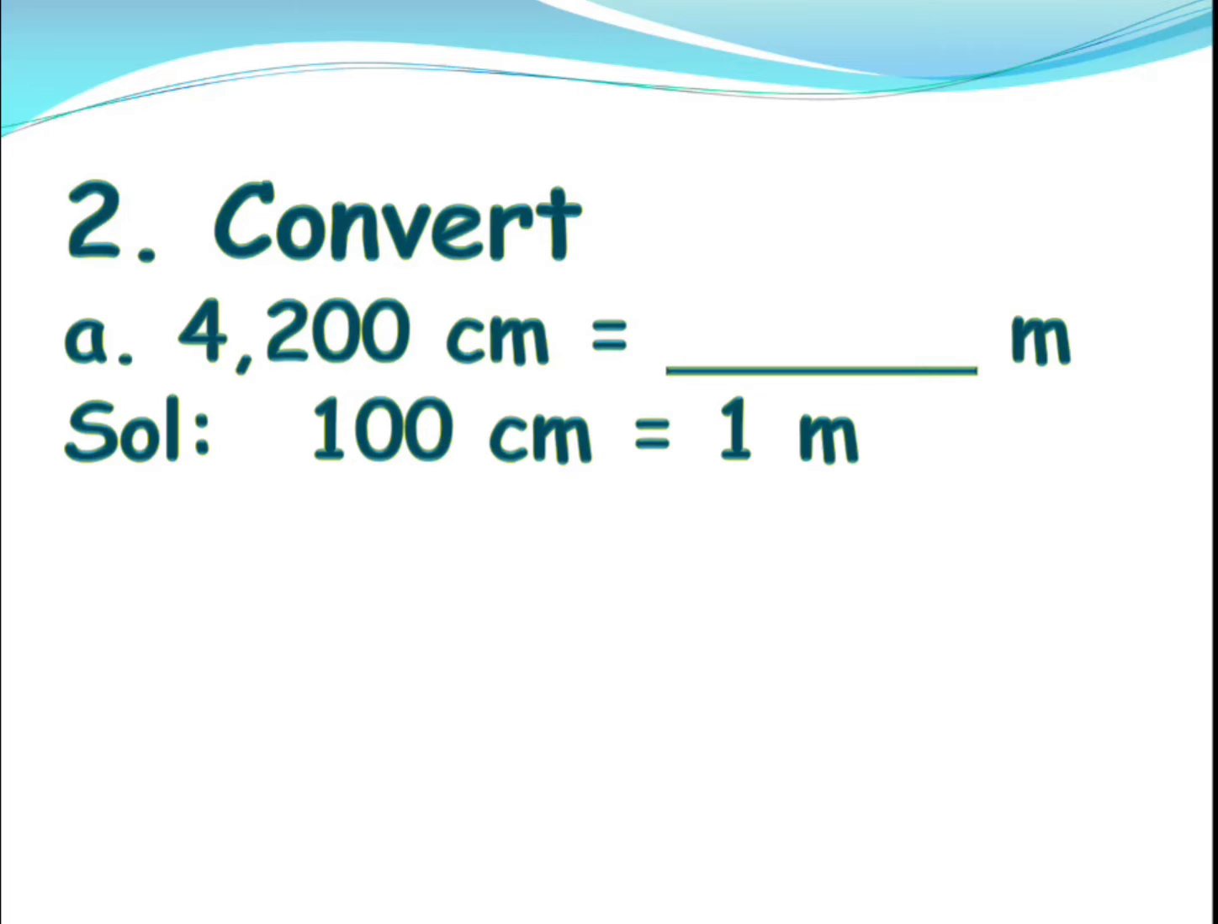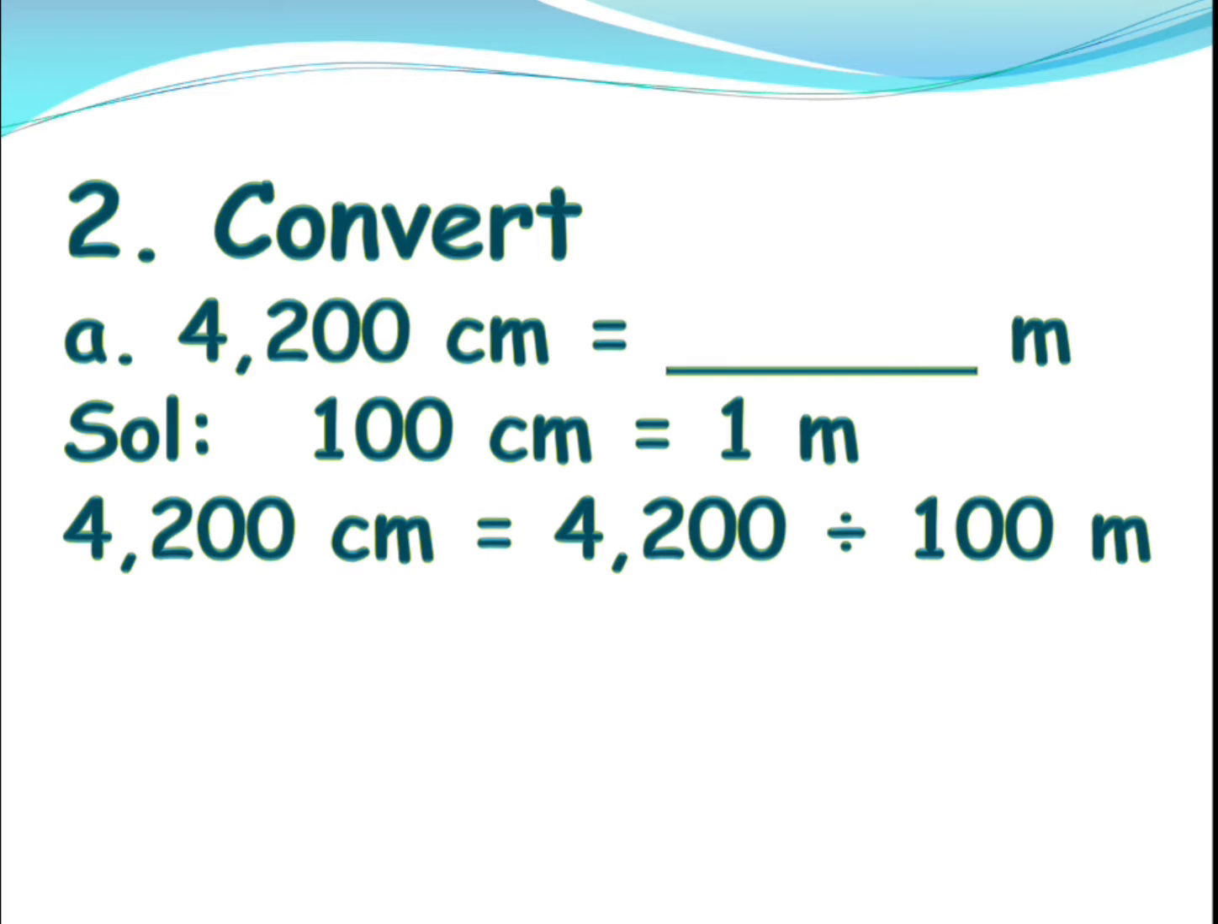Okay, with what we have to divide? With 100. Okay, why? Because 100 centimeters is equal to 1 meter, isn't it, children? So we have to divide the centimeters by 100 to get the value in meters. Okay, so 4,200 you have to divide it with 100, like this. You already know, isn't it, children?